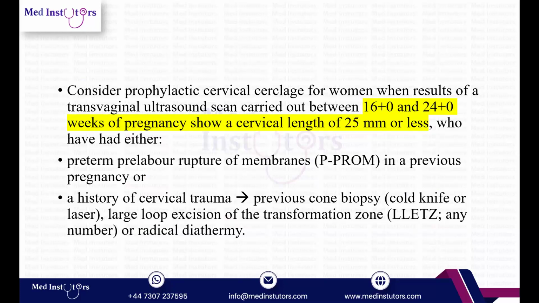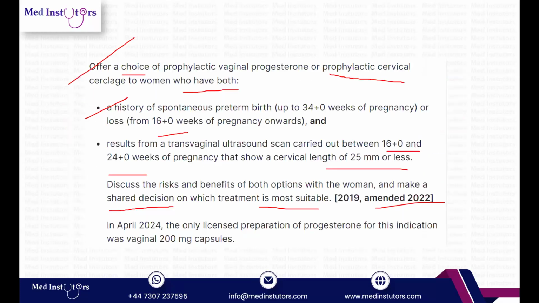Okay. So the NICE guideline is saying that only and only when she has a history of either cervical trauma, which includes previous cone biopsy, large loop excision of transformation zone, or radical diathermy, or if she has a preterm prelabor rupture of membrane, PPROM, in her previous pregnancy, and not losses. The losses would be coming under this category.